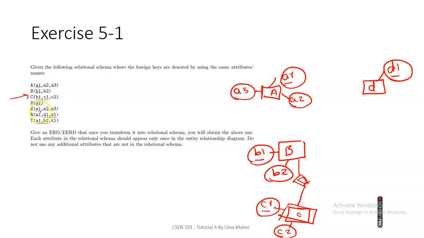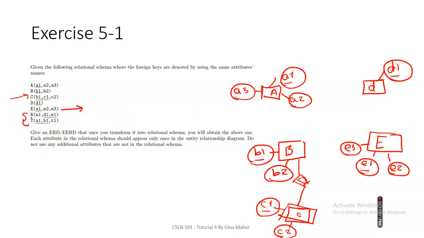E has E1, E2, E3, and E1 is the primary key, and all the attributes were not found before, which means that E is a new entity. So we have here E with E1, E2, E3. Now we are done till this step.